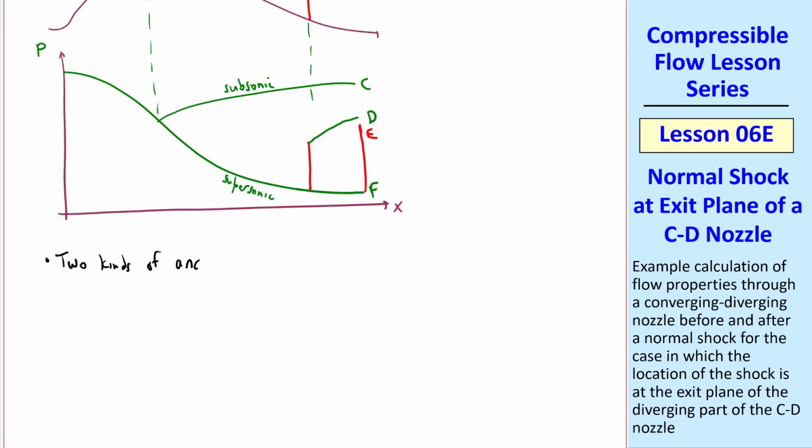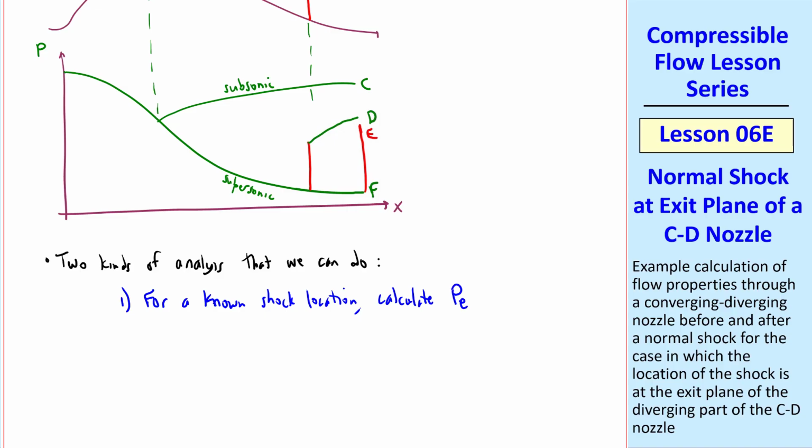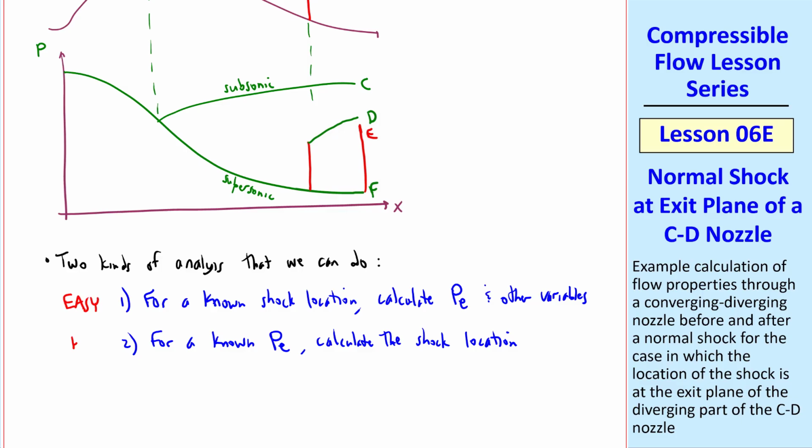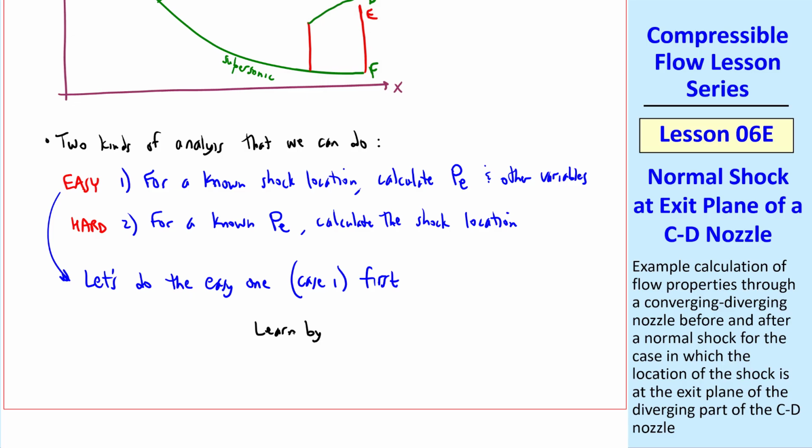There are two kinds of analysis that we can do. First, for a known shock location, calculate the exit pressure PE and all the other variables like Mach number, temperature, etc. in the duct. The second kind is for a known exit pressure, calculate the shock location. This first one is easy and the second one is hard. It will involve some iteration. So let's do the easy one, case 1, first, and we'll do an example of case 2 in a later lesson. As is often the case, it's best to learn by example.